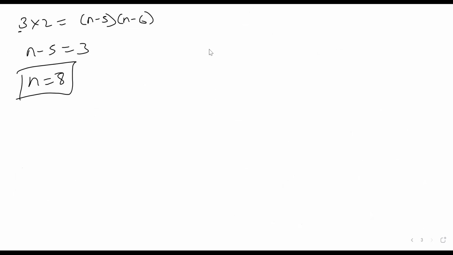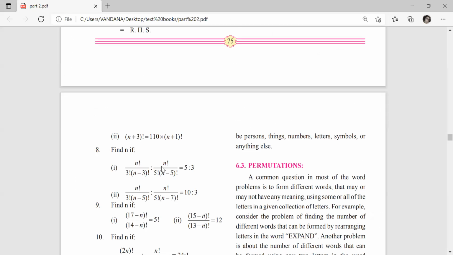This was for question number 8, both the sums.